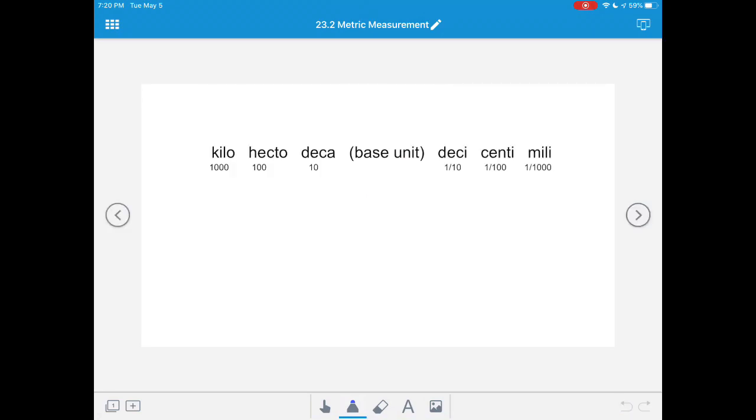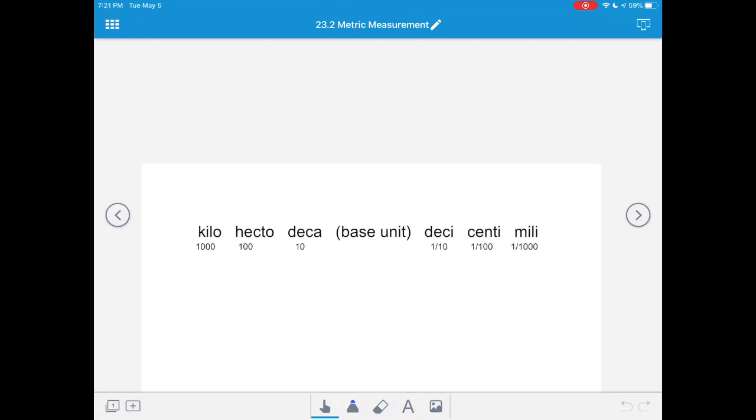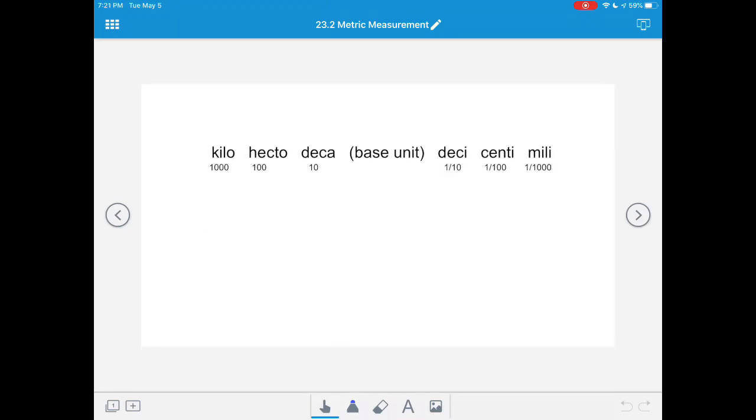So like I mentioned to you, the metric measurement system has prefixes to go onto each base unit. So I want you to copy down this diagram as well, particularly making sure that base unit is written in the middle and knowing that those base units can be what we just discussed, those meters for length, grams for weight, or liters for capacity.